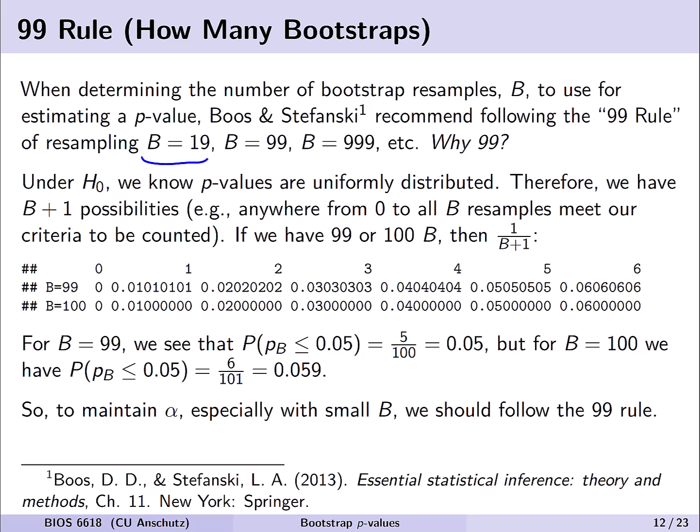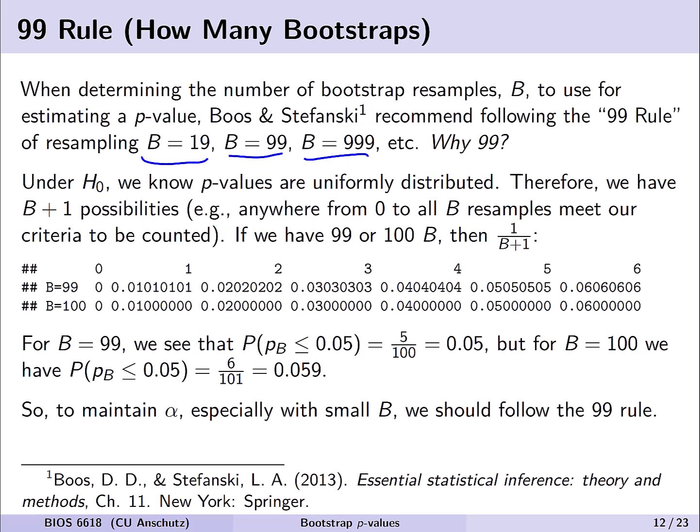So for example, if you're doing a simulation study with nested resampling or nested bootstraps, maybe you're doing a smaller number like 19 or 99. Even if we're doing larger numbers, maybe we should do 999 or 9,999. Well, you might wonder, what's this rule of 99, or essentially why should they end in 9? Well, it does connect to some of our statistical theory.